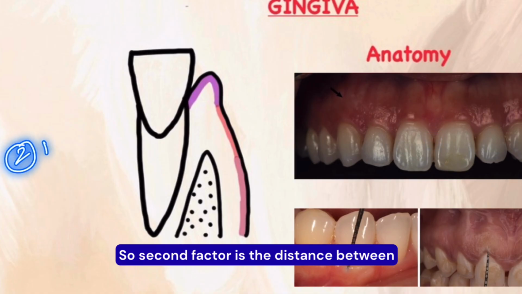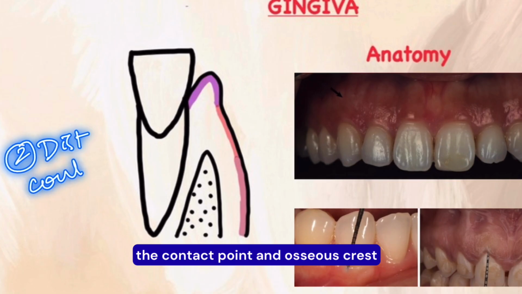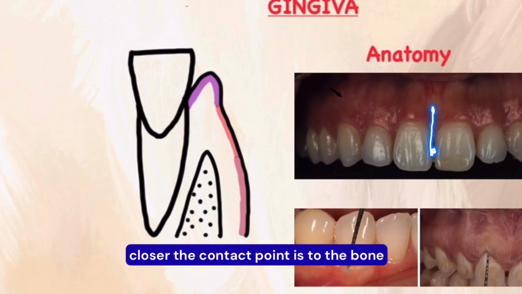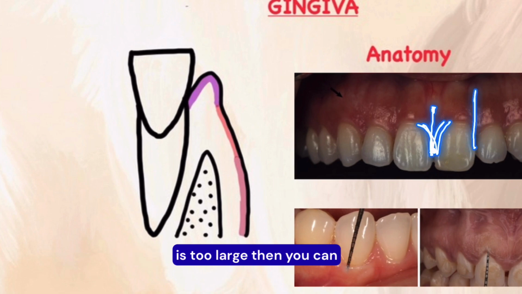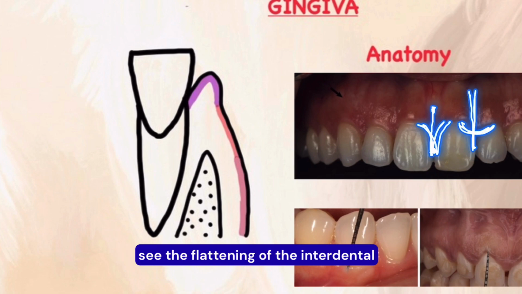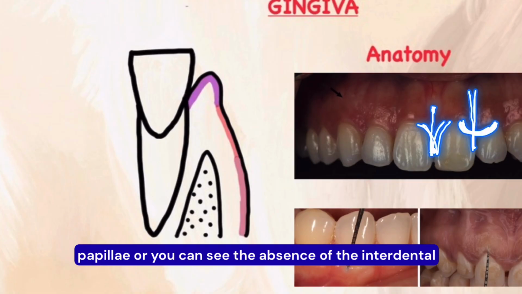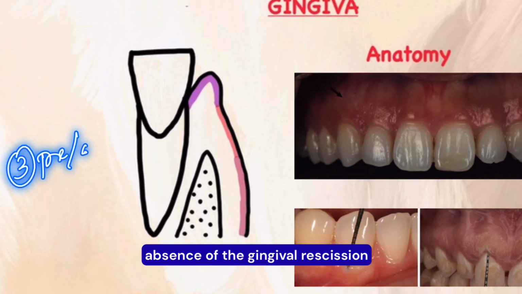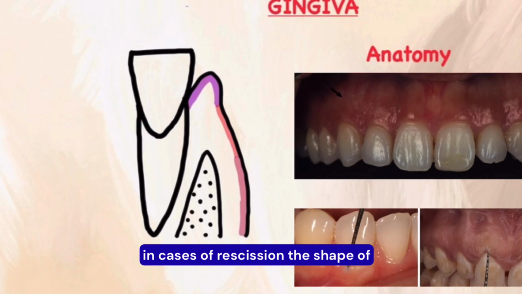The second factor is the distance between the contact point and the osseous crest. The closer the contact point is to the bone, the more pronounced the interdental papilla will be. If the distance between them is too large, then you can see flattening of the interdental papillae, or you can see the absence of the interdental papillae. The third factor is the presence or absence of gingival recession. In cases of recession, the shape of the interdental gingiva may be altered due to the loss of tissue.